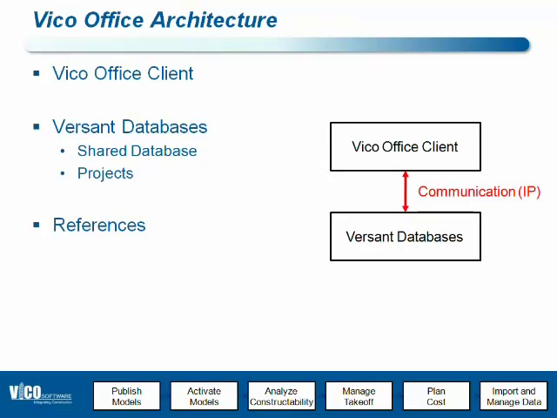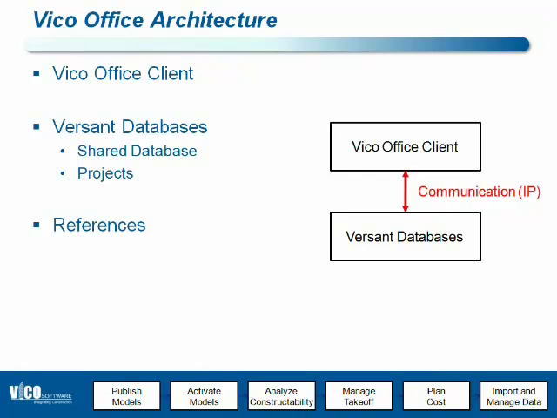So a little bit about the Vico Office architecture. As you can see, I have in the bottom of the screen a generic process to indicate where we are in the typical workflow. Typical workflow starts with publishing models, activation of the models, and analyzing constructability to make sure that you're using correct quantities for your quantity takeoff and cost planning. Then doing the actual takeoff, planning the cost, and then the last box is managing data, which includes compare and update, import Excel. I also want to include the reporting stuff in there.